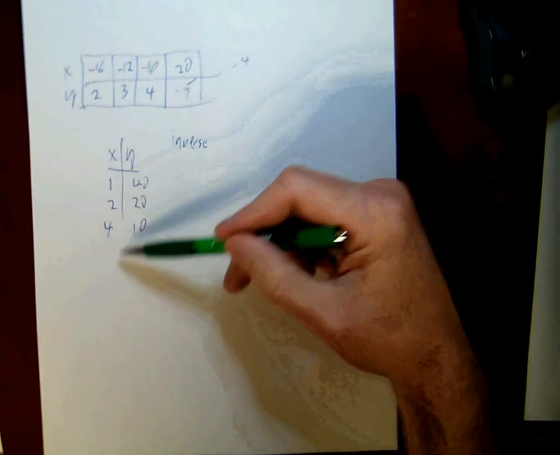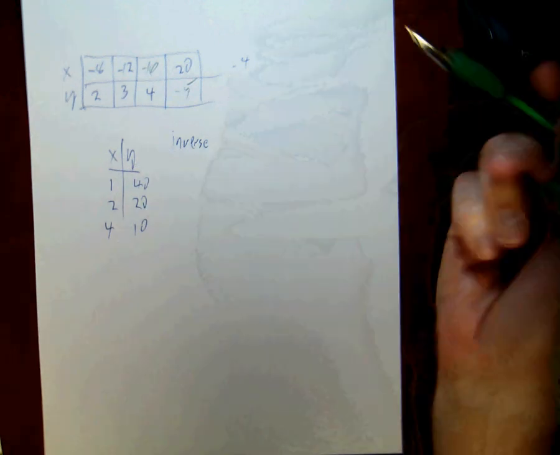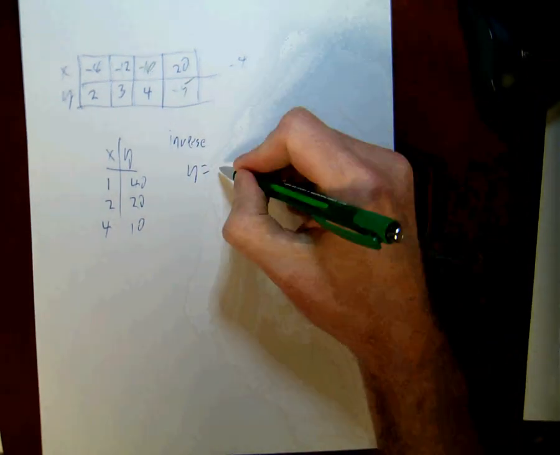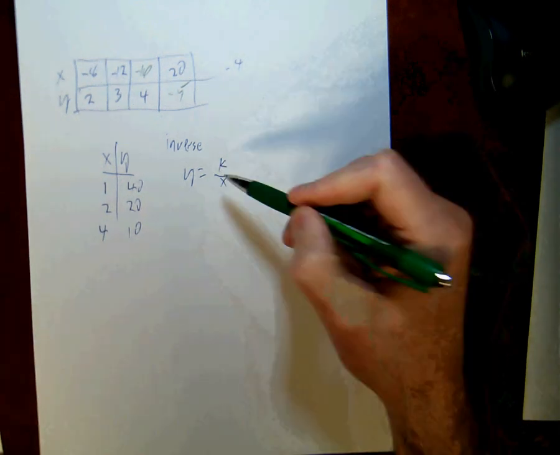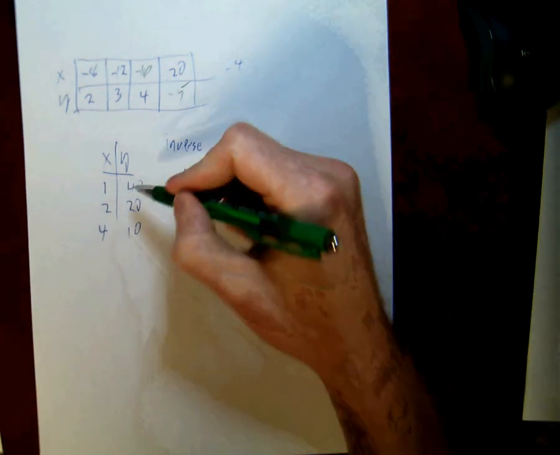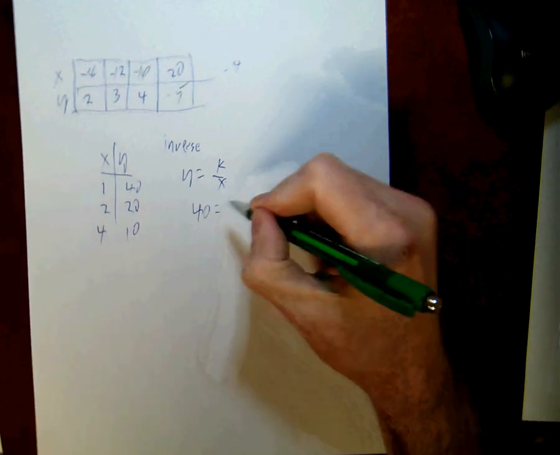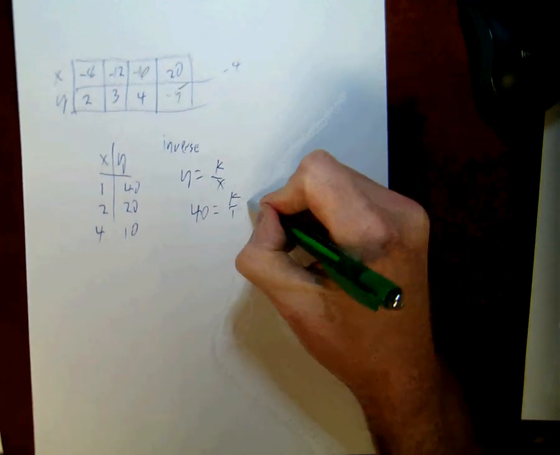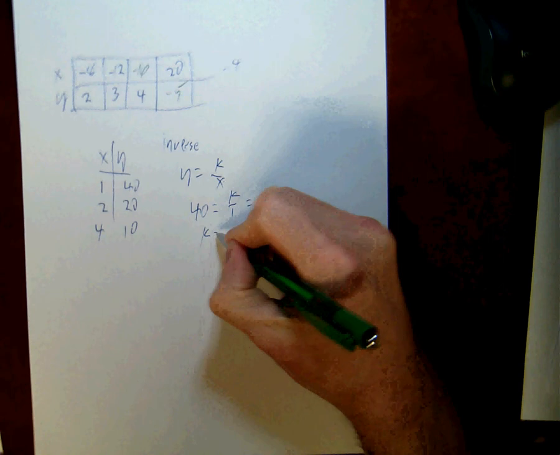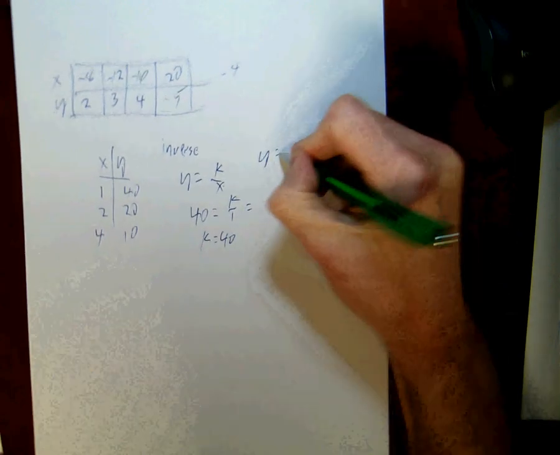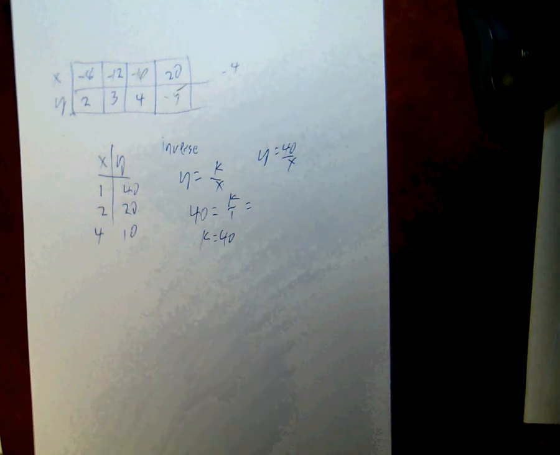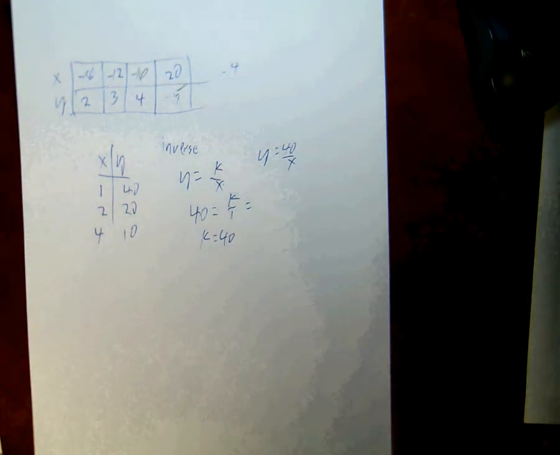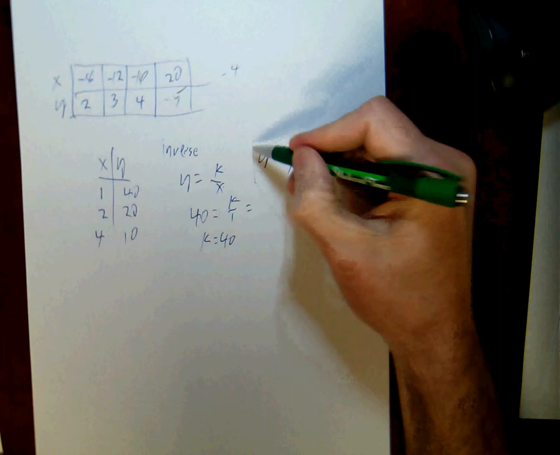So how do we create it? Well, if it's an inverse, that's going to give me y is equal to k over x. And I've got to figure out what k is. So that's 40 is equal to k over 1. Oh, look, k is equal to 40. So I end up with my equation, y equals 40 over x. Now that's one part of the story. That gives us our equation.